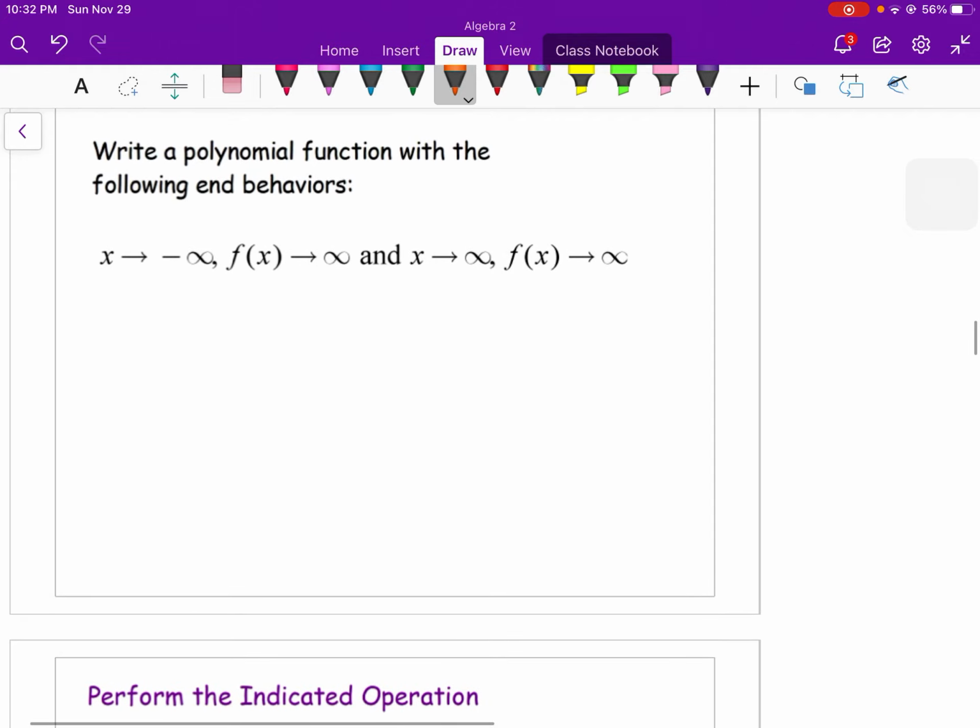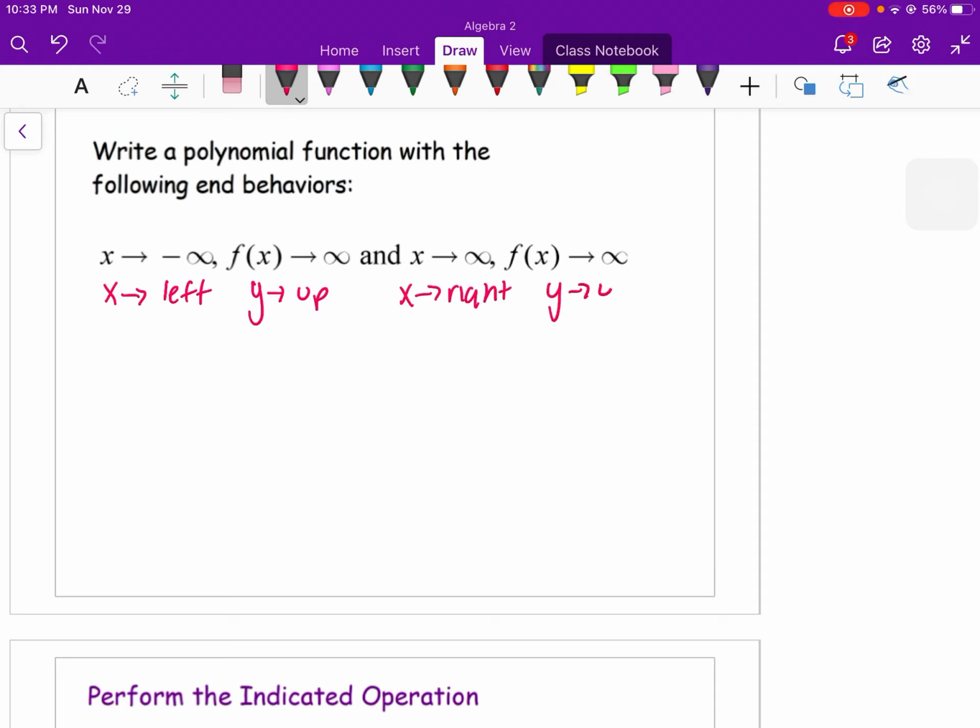How about this end behavior? So this says as x goes to -infinity, so as you go to the left, and then the function goes to infinity, the function goes up. Or as x goes to infinity, so as you go to the right, then f of x goes to infinity, the function goes up. So basically, it says on the left side it goes up, and on the right side it goes up. On the left and right, it both goes up.